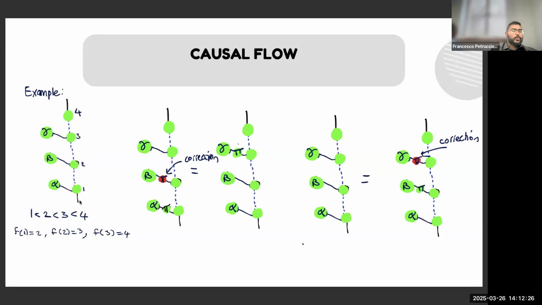So what is the function f? Correction on 1, I'm going to use vertex 2. For correction on 2, I'm going to use vertex 3. And for correction on 3, I'm going to use vertex 4. How do we actually do these corrections?